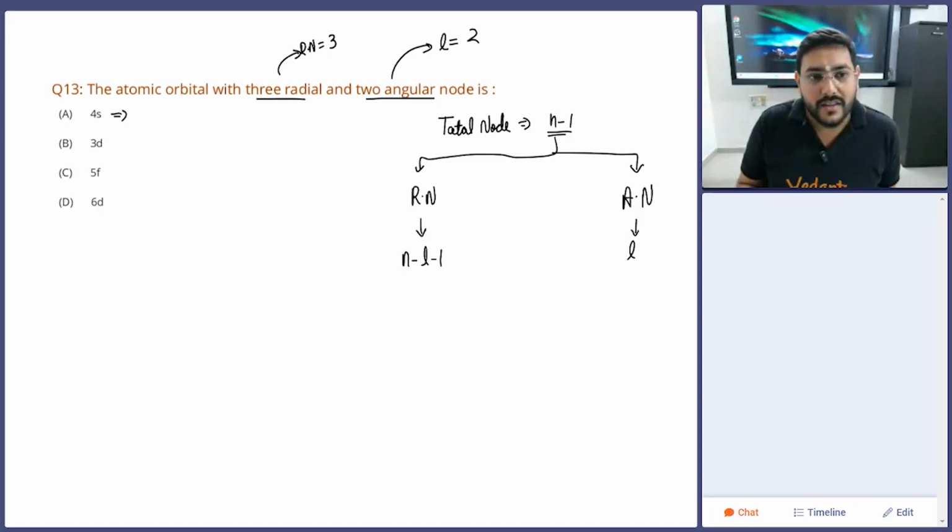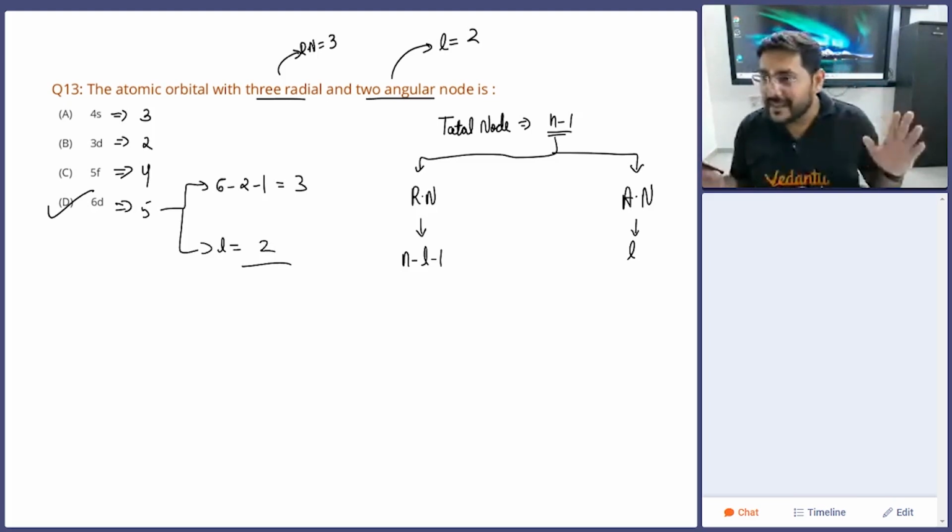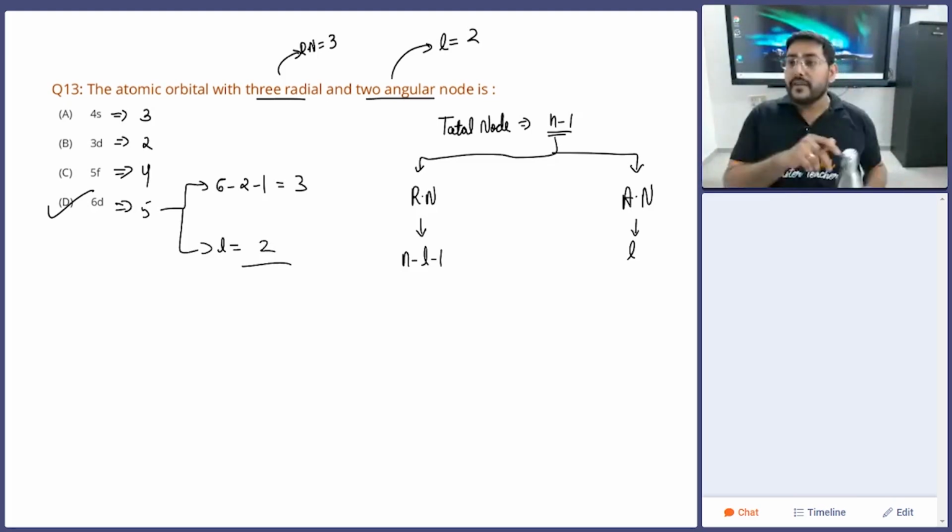So this question is very simple. Here total number of node is n minus 1. For 3D, what is the total number of nodes? 2. For the next, what is total number of nodes? 4, n minus 1, so 5 minus 1, that will be 4. And here 6D. So n is 6 minus 1, that will be 5. And in this 5, radial node is n minus l minus 1, so 6 minus 2 minus 1, that will be 3. And angular node will be 2. So that is the right answer. Is this part clear to you guys? Come on, my lovely future engineers.